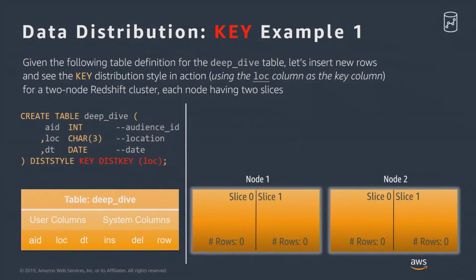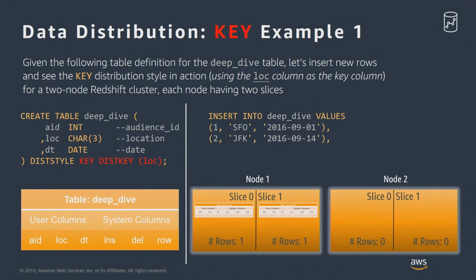Next is key distribution. In the given example, with key distribution, first you have to determine which key you are going to use for the data distribution. Consider you have chosen the location column as the distribution key. With the same records as the previous example, if you insert the first record, say the SFO entry, the hash key of SFO comes into slice 0 of node 1. It is stored here. The next entry is JFK, which may fall into a different slice. When you enter the third record, it's again SFO, so the hash key is again going to come into the same slice where it was stored earlier.